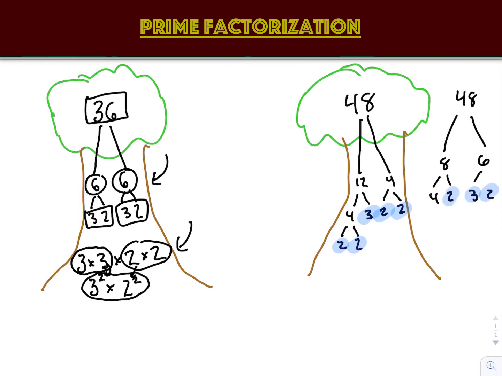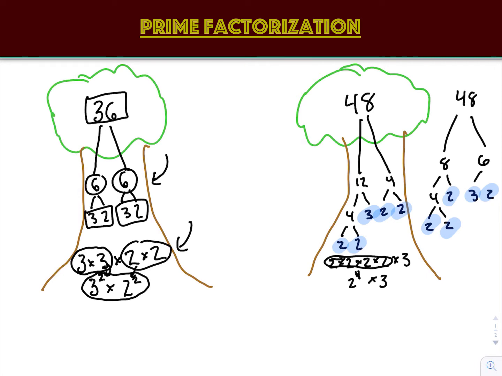2, 3, 2 are prime. 4 is not prime, so we take it one more step further. We're left with 2, 2, 2, 3, and 2. In both cases, we're left with four 2's. So we're left with 2 times 2 times 2 times 2 times 3. Rewritten, we would say 2 to the 4th power, because there are four 2's, times 3. We could write 3 to the 1st power. That's the same thing as saying 3.